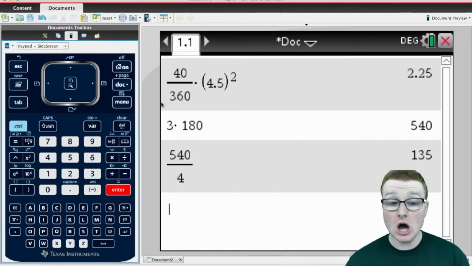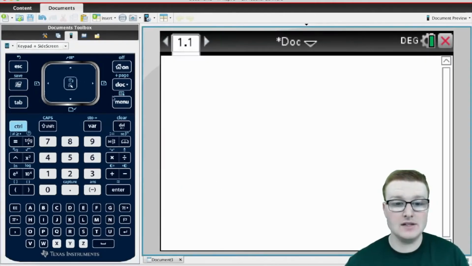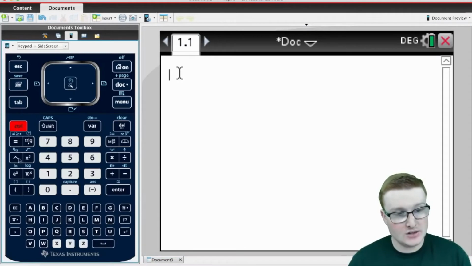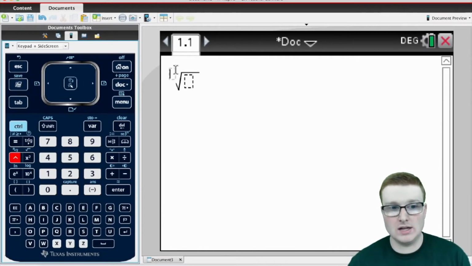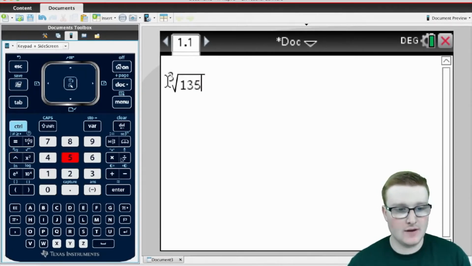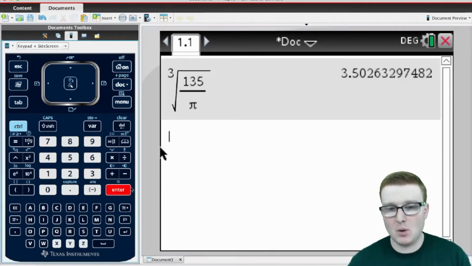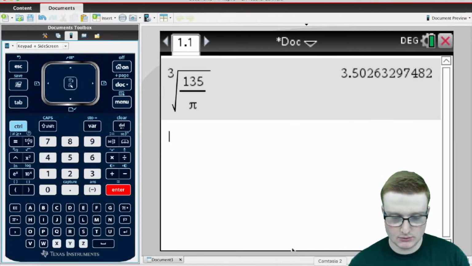So, on the TI-Nspire, let me get a clear document here. On the TI-Nspire, your cube root button is Control, and you see the little up arrow here on the left-hand side? It says nth root of x. That's what you want, because it has a little box here. I'm going to put a 3 there, and you're going to put 135 divided by pi. Your answer is 3.5026.